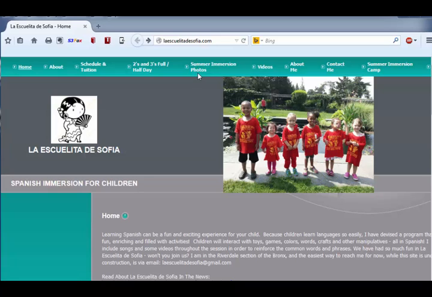Summer immersion photos. That means that this category is useless 9 months out of the year. It's useless in spring, it's useless in fall, and it's useless in winter. So you've got a category that is useful only for 25% of the school year. Get rid of it. Videos. Fine. Videos of what? About me. I don't care. Contact me. I don't care. Summer immersion camp. I don't care right now.